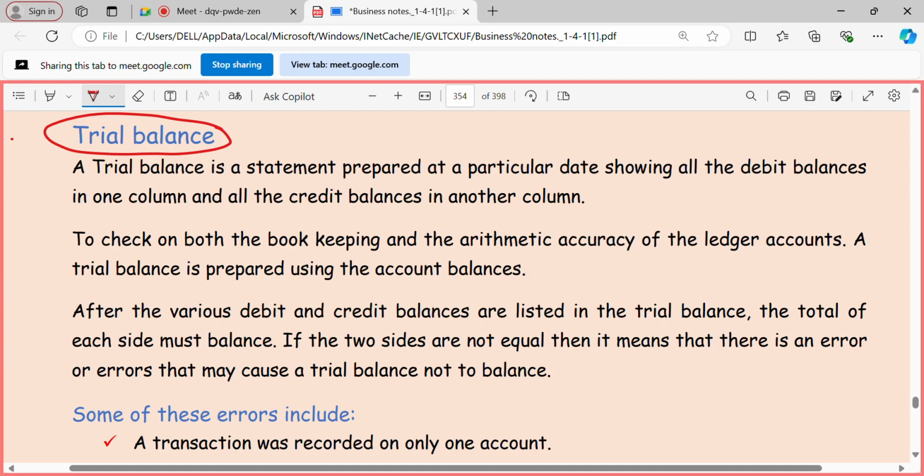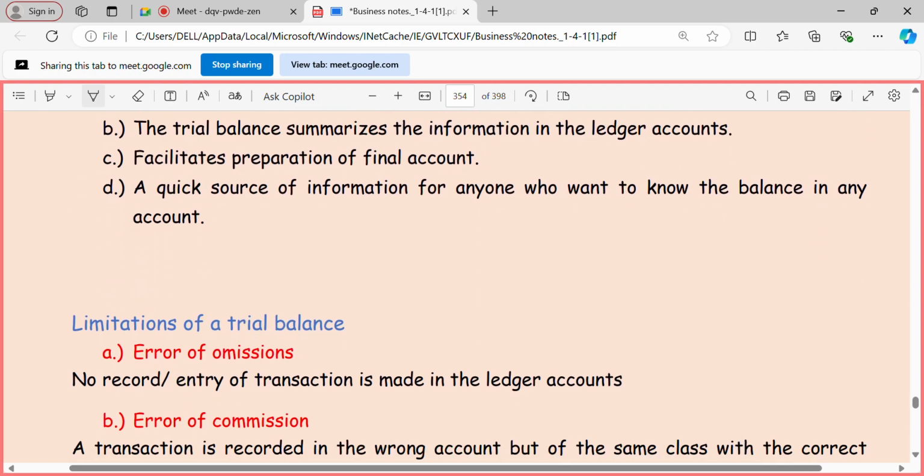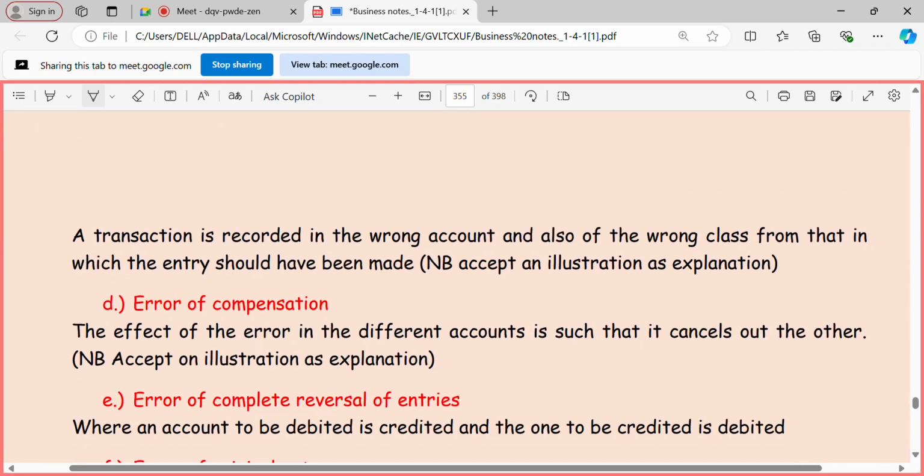Trial balance is much easier compared to ledgers. So let's talk about trial balance. A trial balance is a statement prepared at a particular date showing all the debit balances in one column and all credit balances in another column. The best definition for trial balance is that it is a book of account which summarizes ledger accounts.